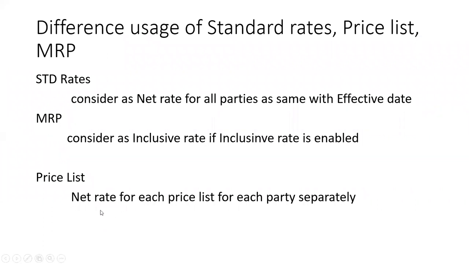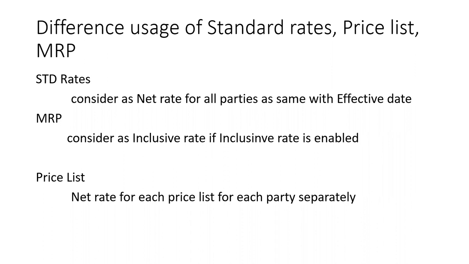This is a simple trick. Price list. When is a price list going to apply? Suppose the same item is sold at 250 rupees for the retail counter, and if the party is a wholesaler, then we are going to sell at 220 rupees. Same item with multiple rates for multiple parties. That feature is price list, and that is also considered in the net rate. It is not considered in taxable value or inclusive tax value.